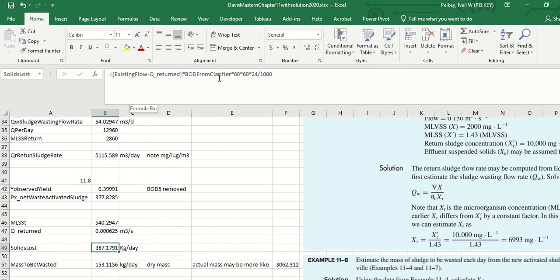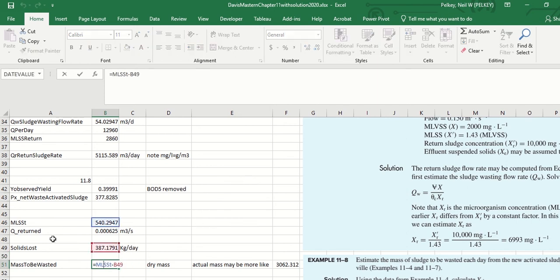And then we multiply that by the BOD from the clarifier and then turn it back into per day, right? The 60 times 60 times 24. We divide that by 1,000 to get it to kilograms from grams, and that gives us our 387 kilograms per day. Finally, I should have named that solids lost, but I didn't.